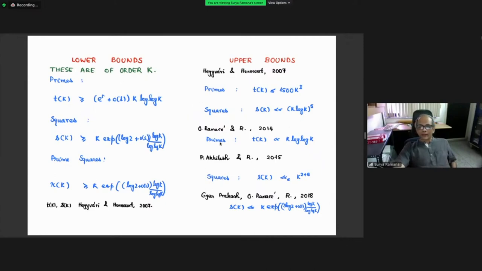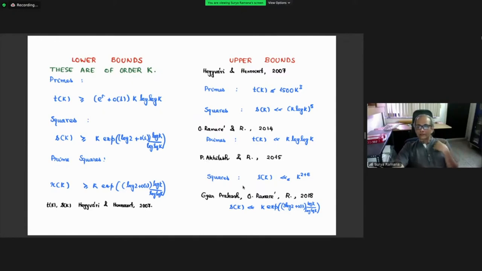Then Olivier and myself worked on this question and we could obtain an upper bound which was the same order as the lower bound. In principle, you can even write down a constant here. So up to this constant, we essentially got the optimal answer. So T_K is K log K.